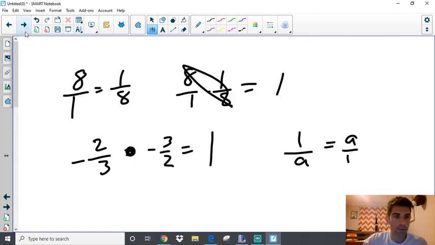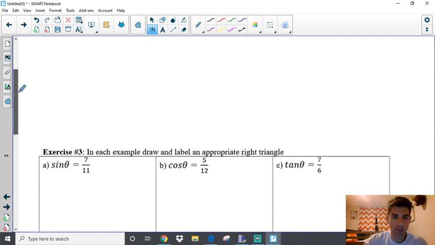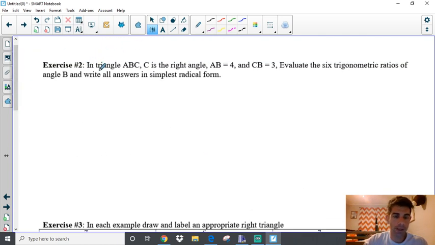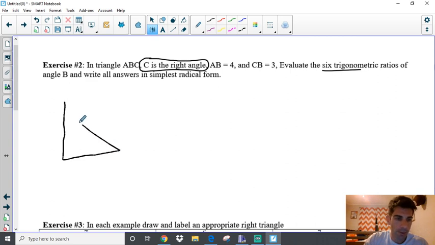All right. Next one. So here we go. I have absolutely nothing. It is a word problem, and they're going to ask me to find, again, all 6 trig functions. So let's go ahead and draw the picture of right triangle ABC. Our only important angle here is angle C, because they told me that it is the 90 degrees. I don't care where you put A or B. AB is 4, CB is 3.